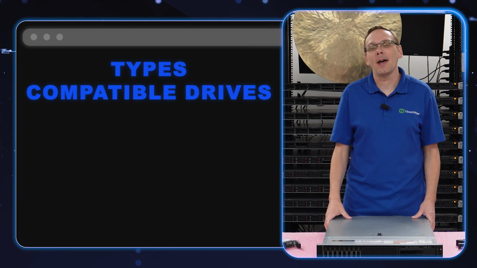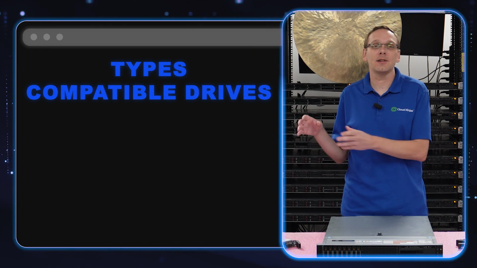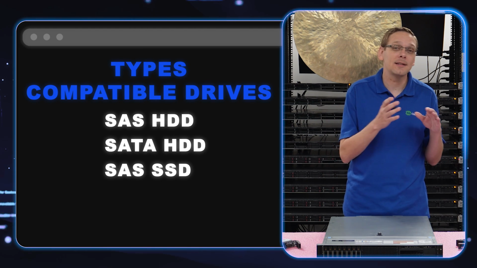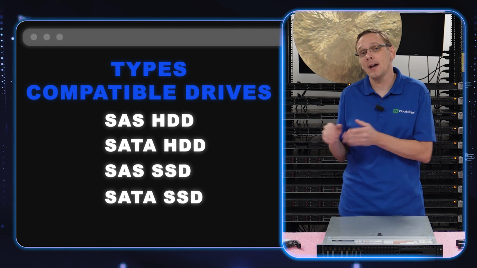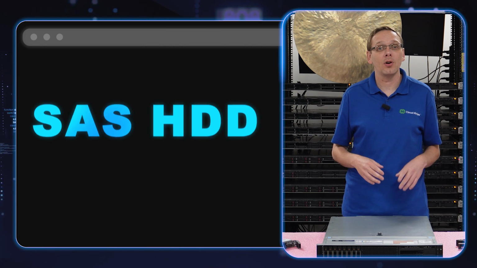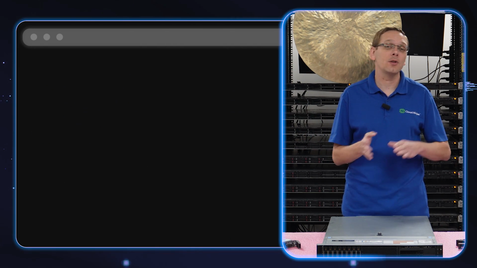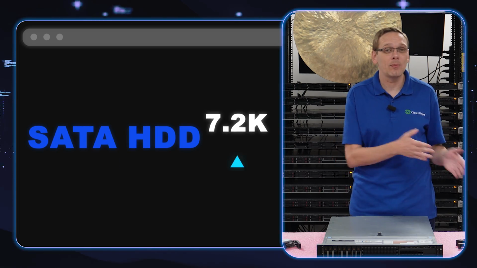So what are the different compatible types of drives? Well, you have SAS hard drives, SATA hard drives, SAS solid state drives, and SATA solid state drives. With SAS hard drives, your max speeds are going to be 7.2K, 10K, all the way up to 15K, whereas with SATA hard drives, you're gonna get 7.2K.